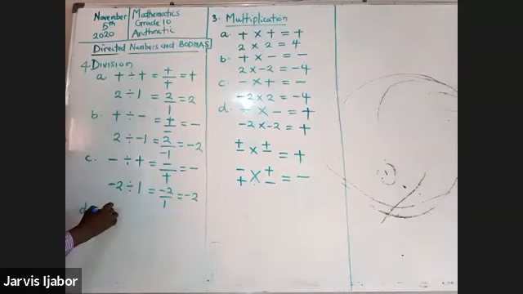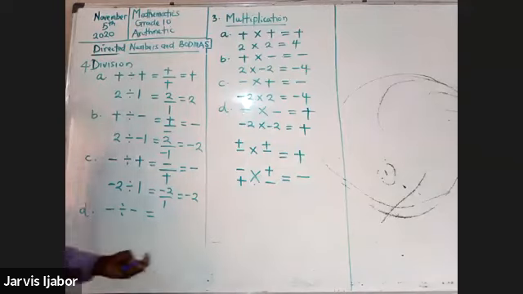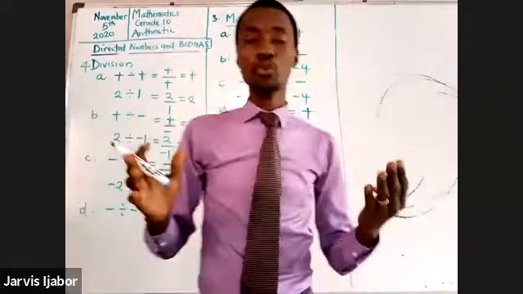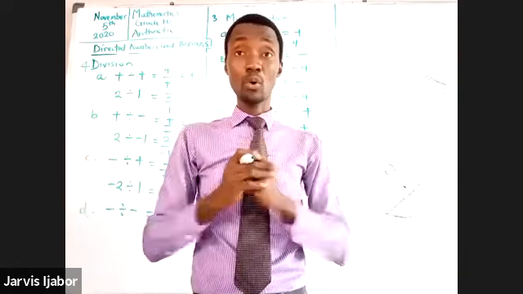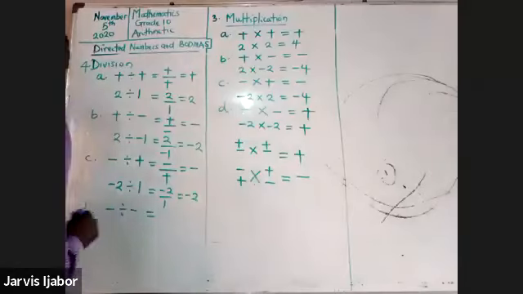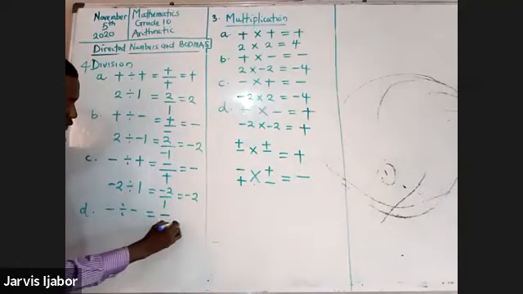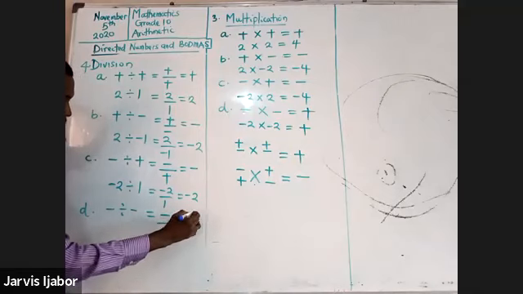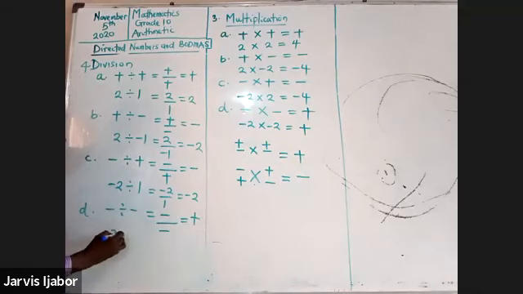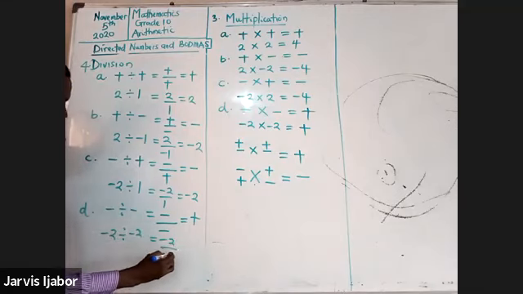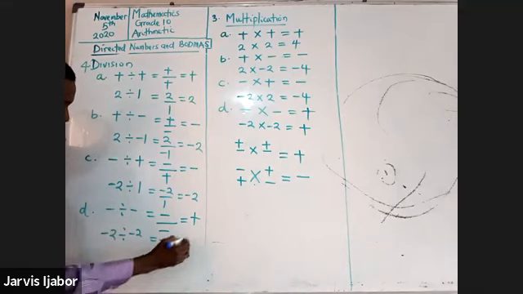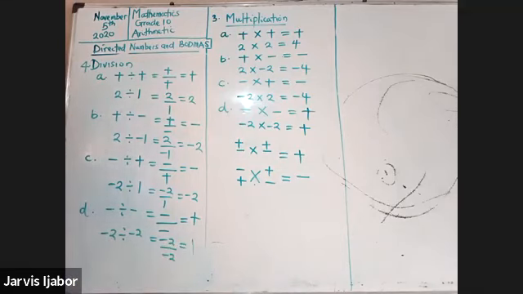D. I have a negative divided by negative. Just like what happened in multiplication, when 2 negatives interface, a new entity is formed. That will be what? Positive. Right. So this will be negative over negative. And that will be what? Positive. So negative 2 divided by negative 2 equals negative 2 over negative 2. And that is what? 1. Right.